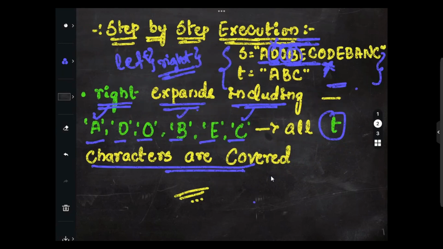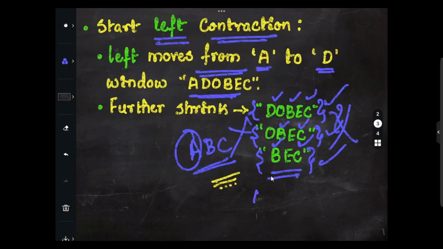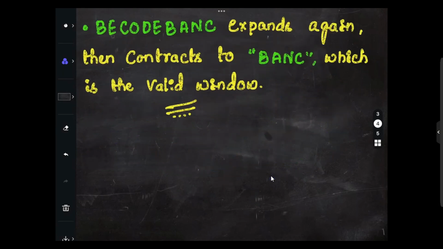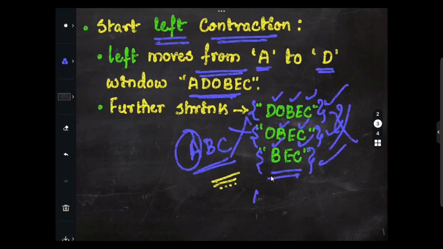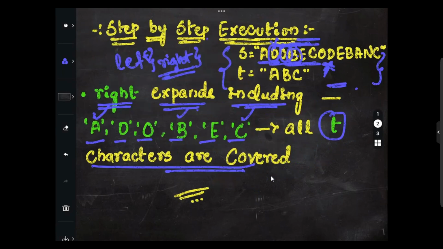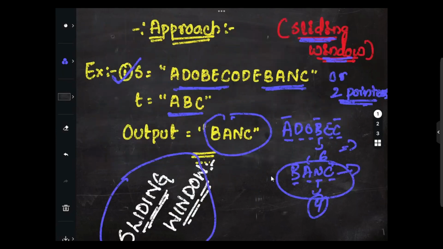Next, after moving from D to O, O to B, B to E, then E to C, we'll go on doing that until we find the smallest substring. So here, when we come, we will have B, C, O, D, E, B, A, N, C. This one I'm speaking of. So this one, B, E. Let me consider this one, I have already written this one. Here, B, C, O, D, B, A, N, C.